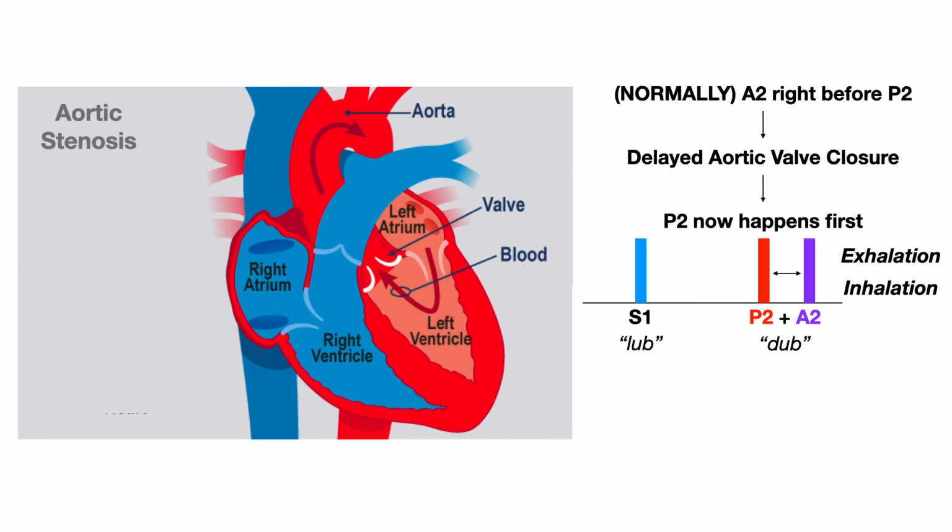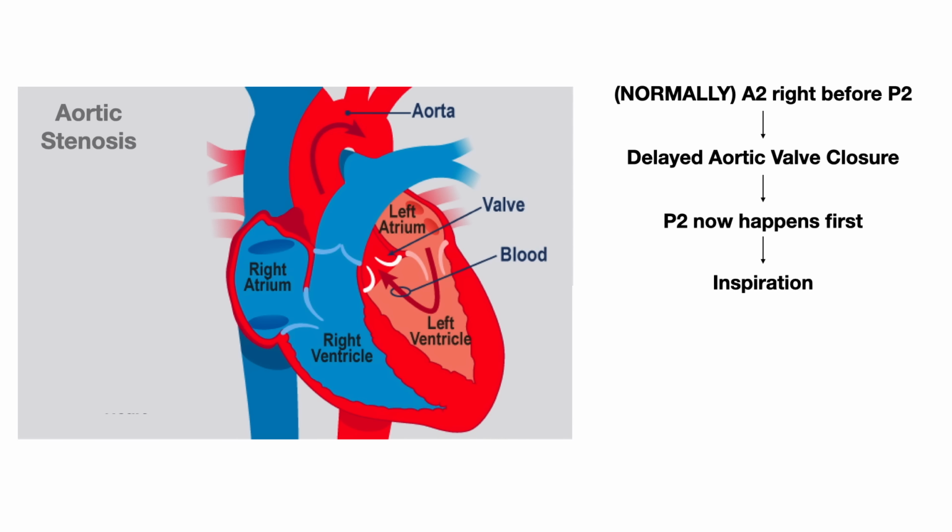So more blood flow, or longer time of blood flow, over the aortic valve delays the closure of the aortic valve, so it delays the A2 subcomponent of the S2 "dub." So that's what would happen in aortic stenosis.